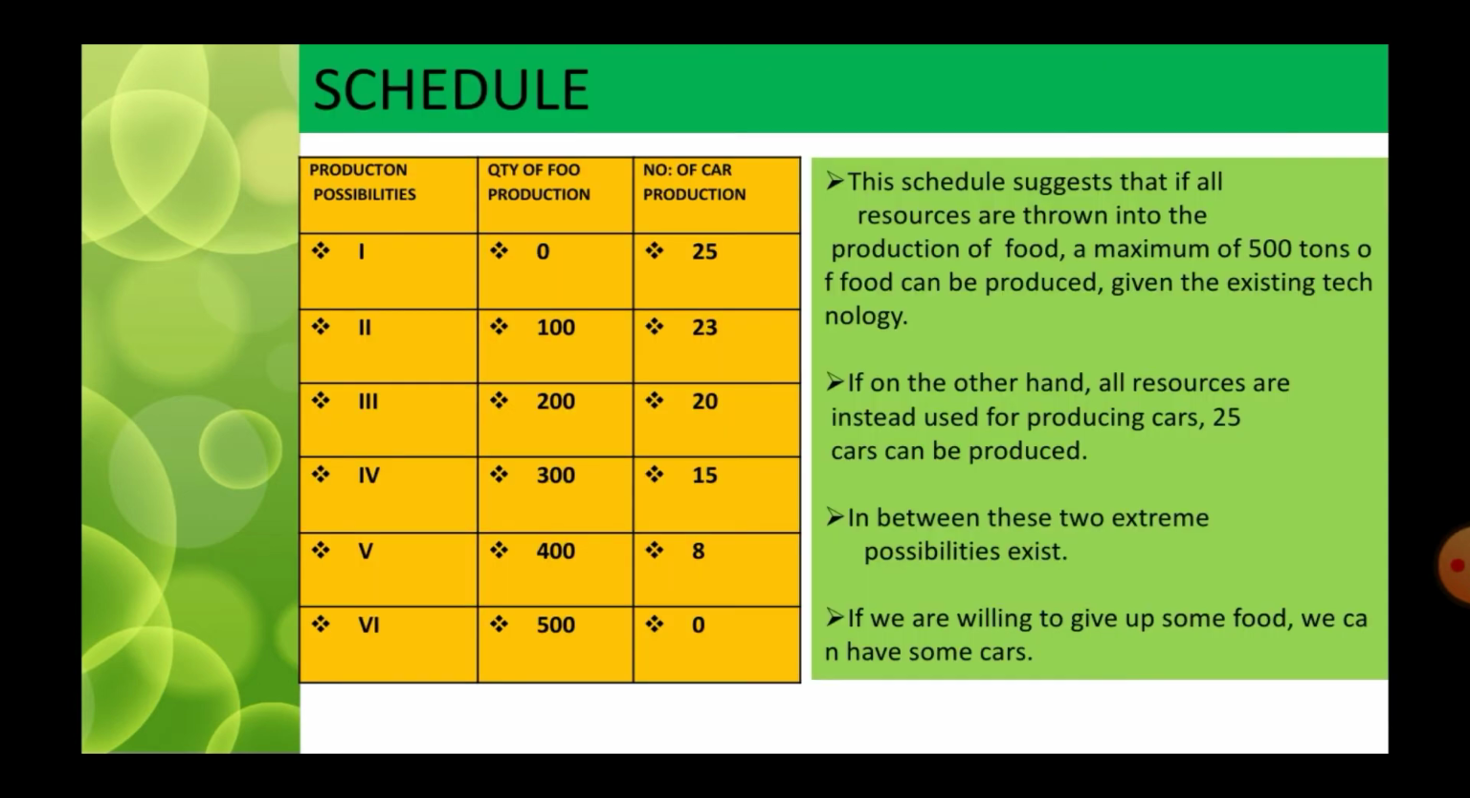Now we are taking two goods, that is food and cars. The schedule explains easily the production of maximum goods which can be made in the society. This schedule suggests that if all resources are thrown into production of food, a maximum of 500 tons of food can be produced with a given technology. On the other hand, if all resources are used for producing cars, only 25 cars can be produced. So in between these two extreme possibilities exist. If we are willing to give up some food, we can have some cars.